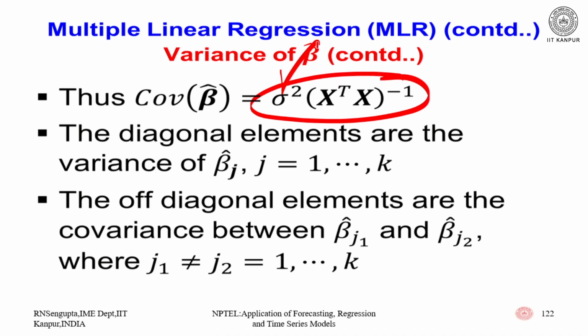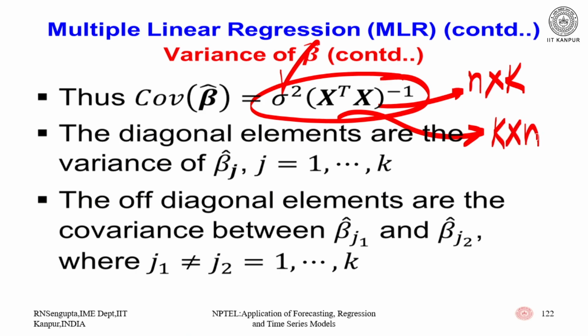This one, sigma square, we are aware, and this matrix which is X transpose X, which you already have, we know it will be of size... So, X is basically of size n cross k, transpose of that is of size k cross n. So, when you multiply k cross n into n cross k, you have the matrix which is k cross k, and inverse of that is also k cross k. That means, as we know that there are basically k number of betas, hence the covariance structure of beta which you have would be a k cross k matrix.